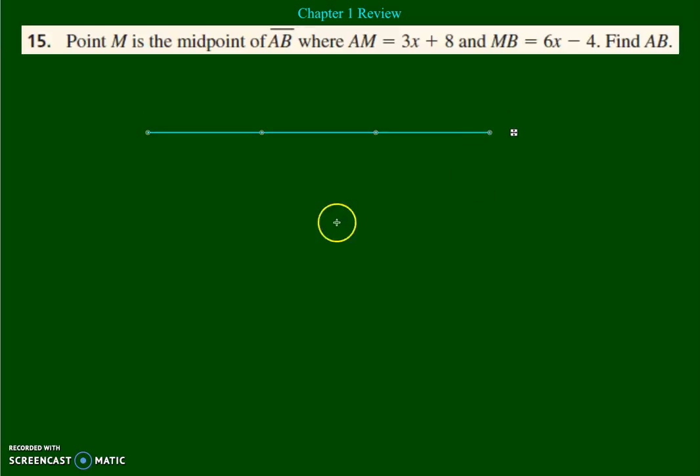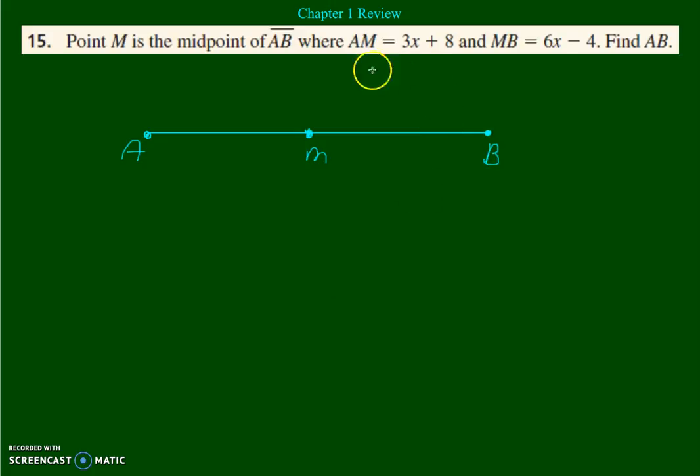So here's our segment. Now let's go ahead and put in our points. So point A, let's make point A here. Point M is the midpoint, so let's put that here. So this is A, this is M, and this is B. Pretty lousy B. So let's try that again. There we go.